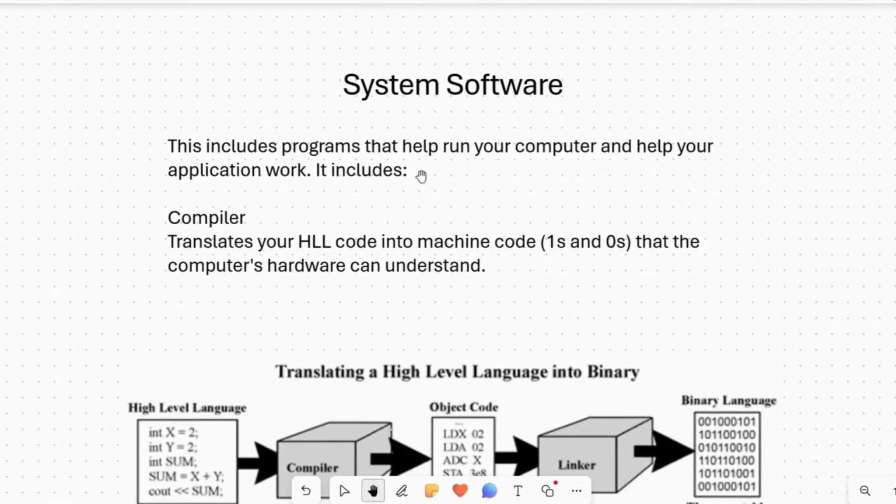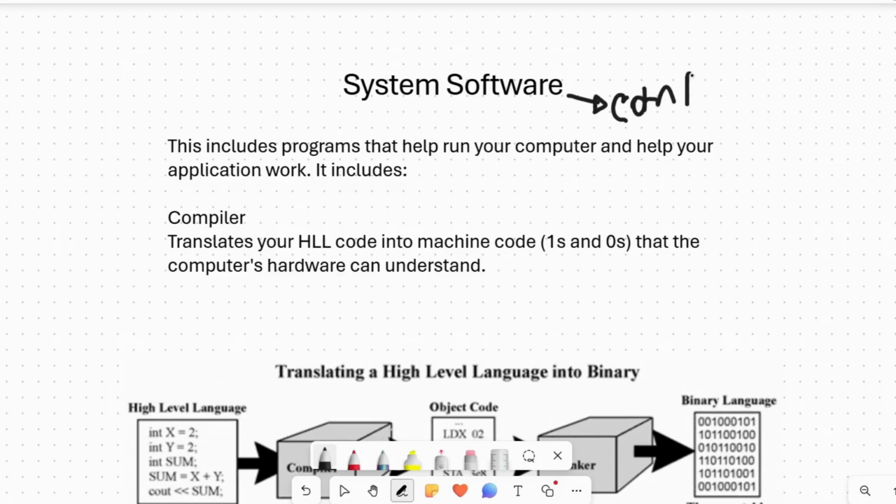Now let's learn about system software. This includes programs that help run your computer and help your applications work. System software is just like a compiler. A compiler compiles your code. So a compiler is system software which translates your high level language code into machine code, ones and zeros, that the computer hardware can understand.